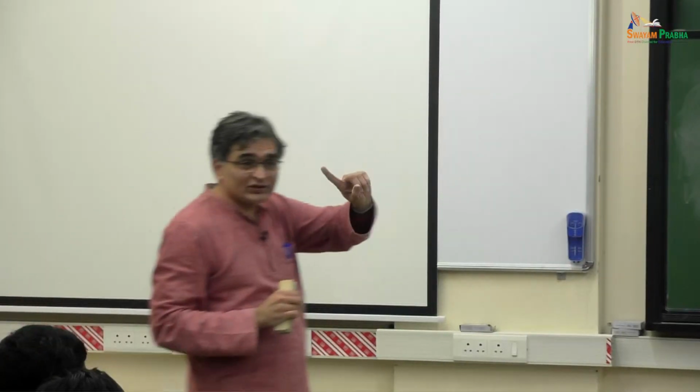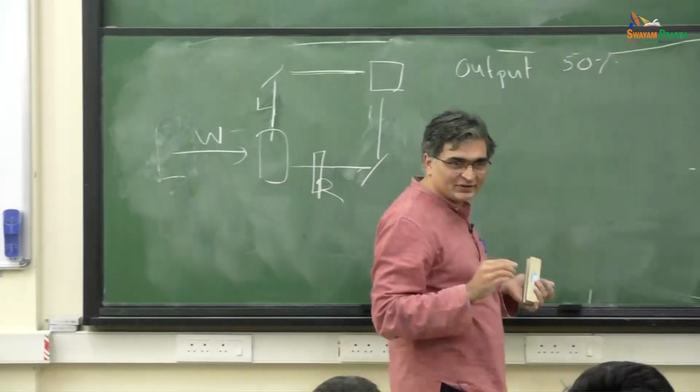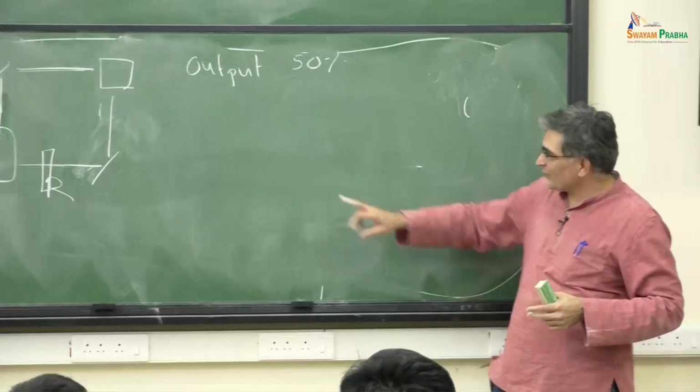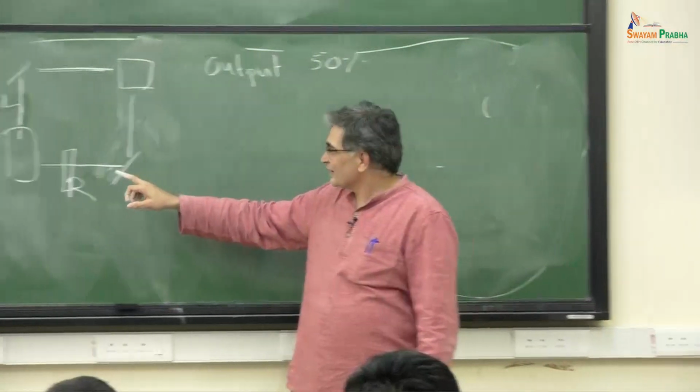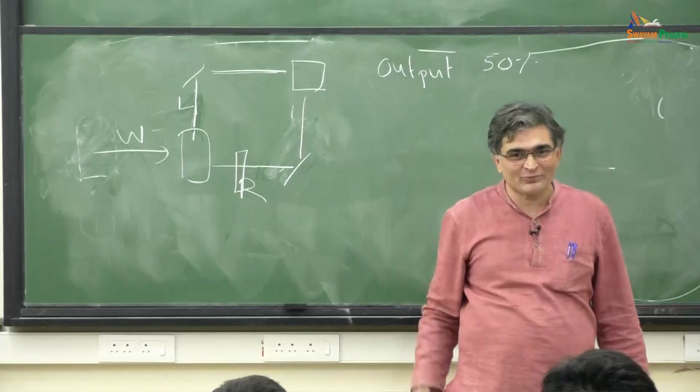For that set, your answer is correct. The output is 50% black, 50% white. But now I claim that this is true, irrespective of the distance or any parameter that you can put in.